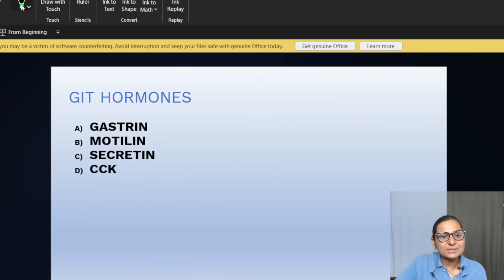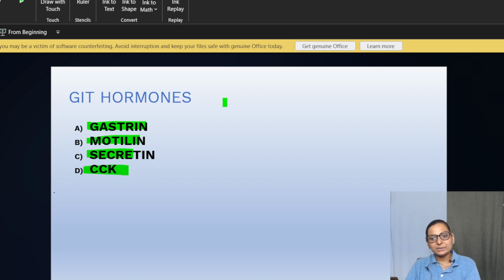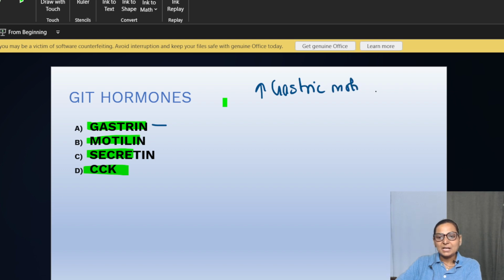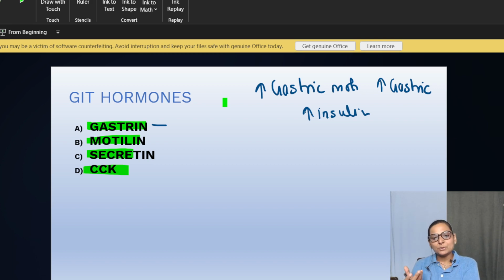The next question which was asked was, I think, a kind of match the following, which was given with the GIT hormones. The hormones given were gastrin, motilin, secretin and CCK. So we'll just summarize the very important effect. As you know, gastrin is very important for increasing the gastric motility, as well as it causes an increase in the gastric secretion. Apart from this, remember that it also causes an increase in insulin, and it is trophic for the mucosa of the stomach and the intestine.